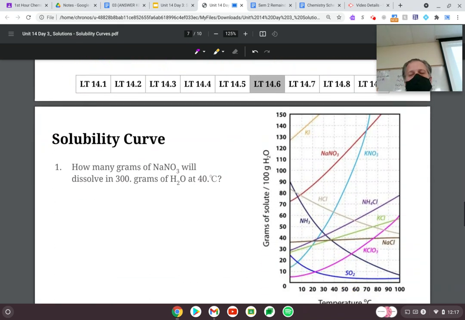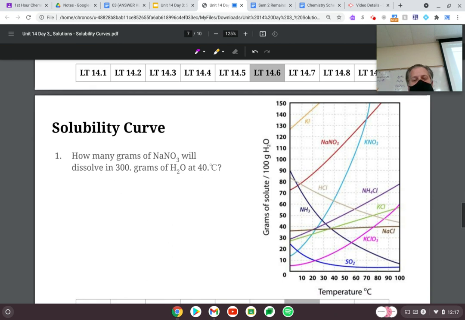So here is a handy dandy solubility curve that almost every chemistry class gets an opportunity to see, because somebody made this like a million years ago, and it's so good that we just keep using it. We don't make a new one because why would you break something that's not broken? You know what I'm talking about?